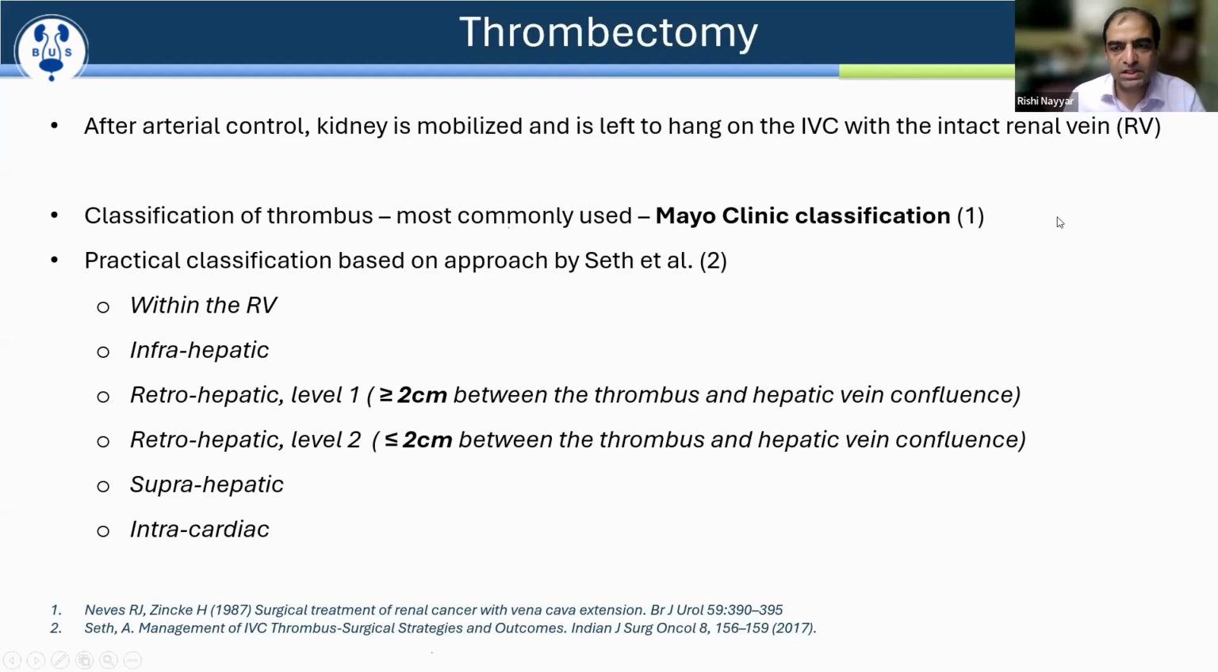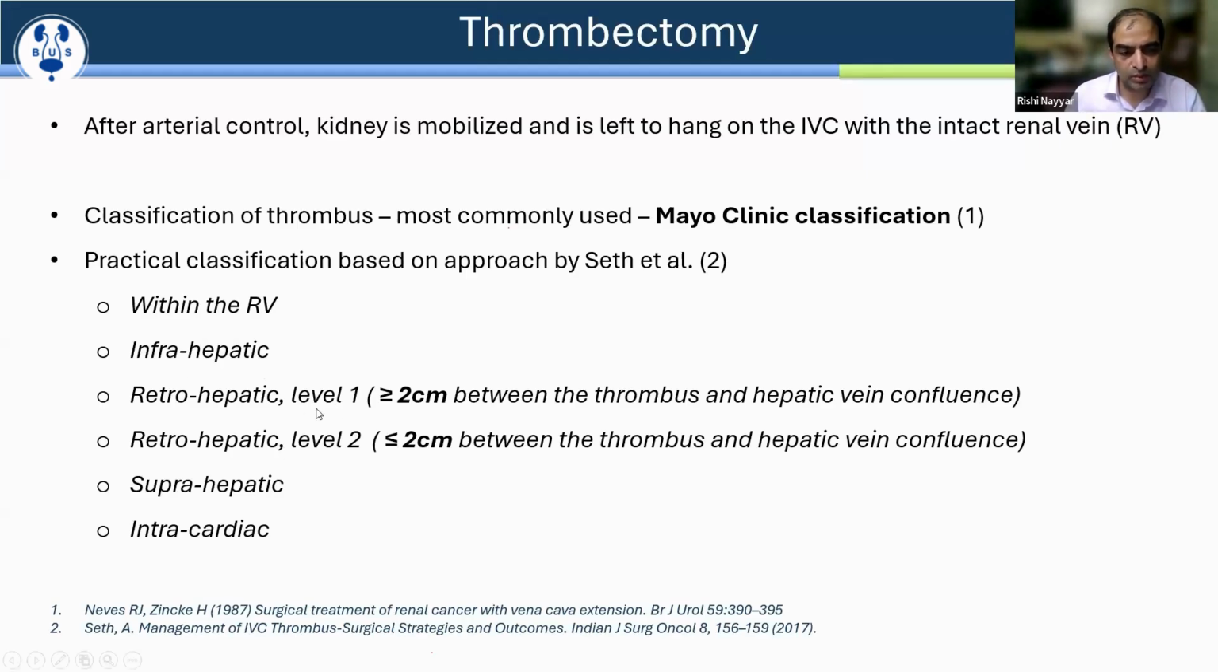The classification of the thrombus is clinically important. We used to follow this Mayo Clinic classification, but the practical clinical classification divides this venous thrombus into 6 levels. Within the renal vein is generally manageable very easily as for any other radical nephrectomy. Then infrahepatic means thrombus is below the lower border of the liver, and you do not have to mobilize the IVC into the liver. As the IVC enters into the liver, if the thrombus reaches beyond that point, then it should be called a retrohepatic thrombus.